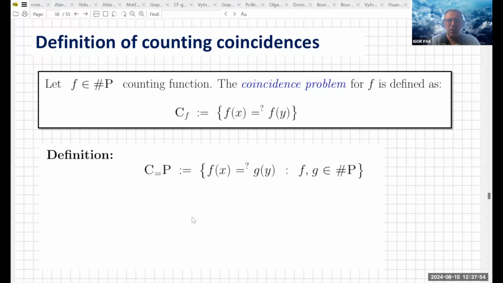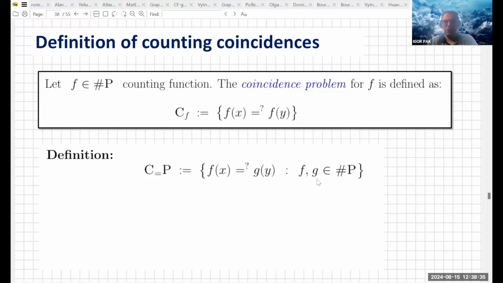So here are more observations. So what one can do with this is one can define the whole class C=P, which consists of problems of the kind of coincidence problems, basically. None of this is our definition, by the way. I'm just teaching you a tiny little bit of computer science that was developed about 30 years ago, maybe 25 years ago. So C=P is what it looks like. It's basically a class of coincidence problems.